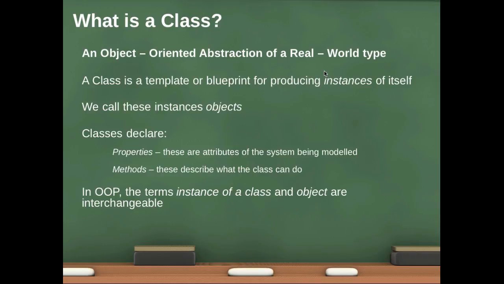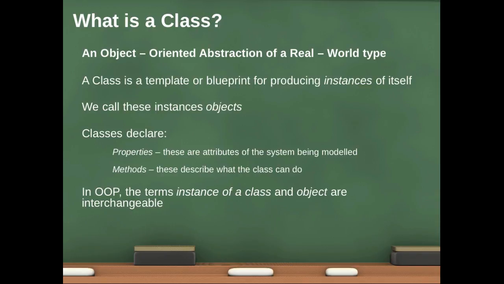Classes really function as templates or blueprints for producing instances of themselves. So we set up a class describing some classification of real-world things or ideas, and then we make instances of these classes and work with those. We call the instances objects. Classes, for their objects, will declare two broad categories of things. They will declare properties, which are attributes of the system that we're modeling, and they will declare methods. Methods are like C functions, except they belong to the class itself, and methods describe what the class can do.